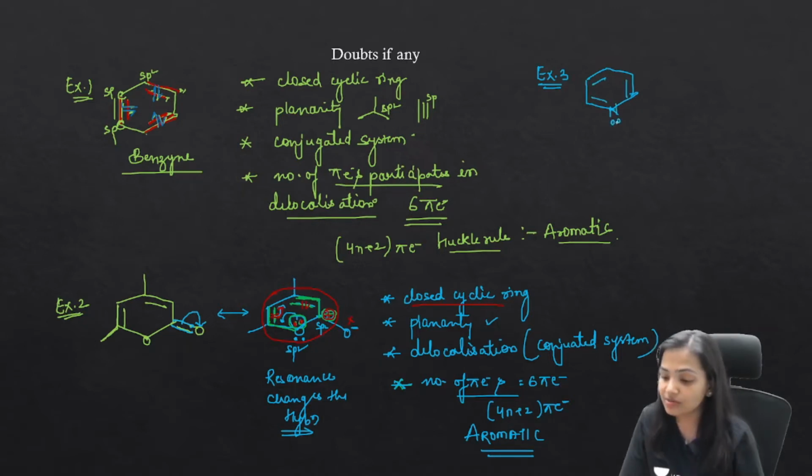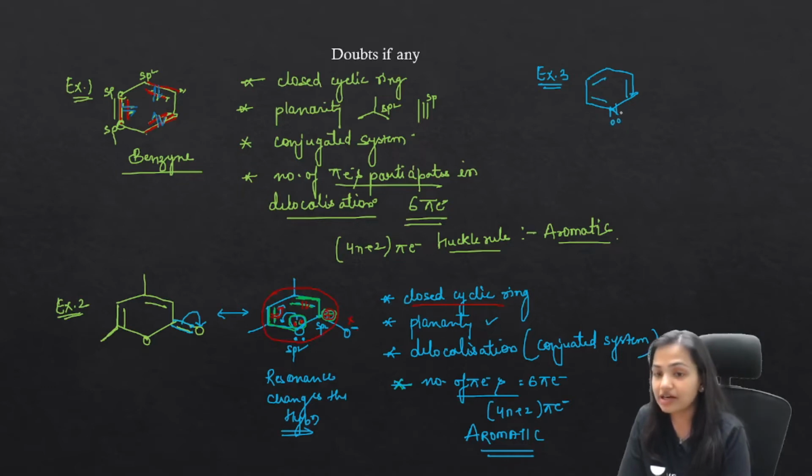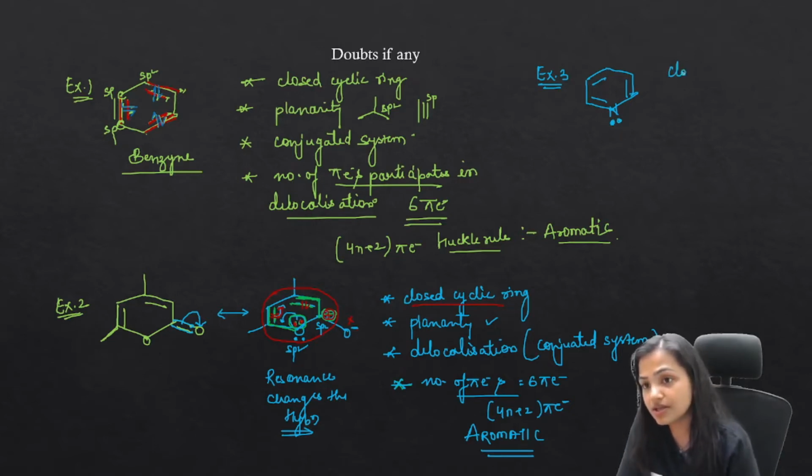So is this aromatic, anti-aromatic or non-aromatic? Hari, you tell me. You always get confused about this lone pair of electrons on the nitrogen, right? That's why you are asking this question, right? Because you are thinking that it has 8 pi electrons. So you tell me, this is a closed ring. Yes, you know this well. This is a closed cyclic ring.